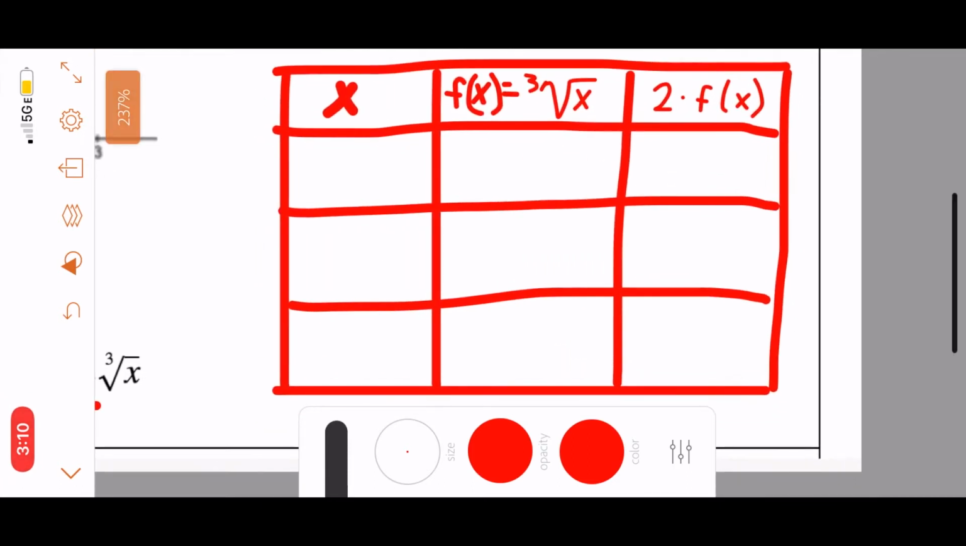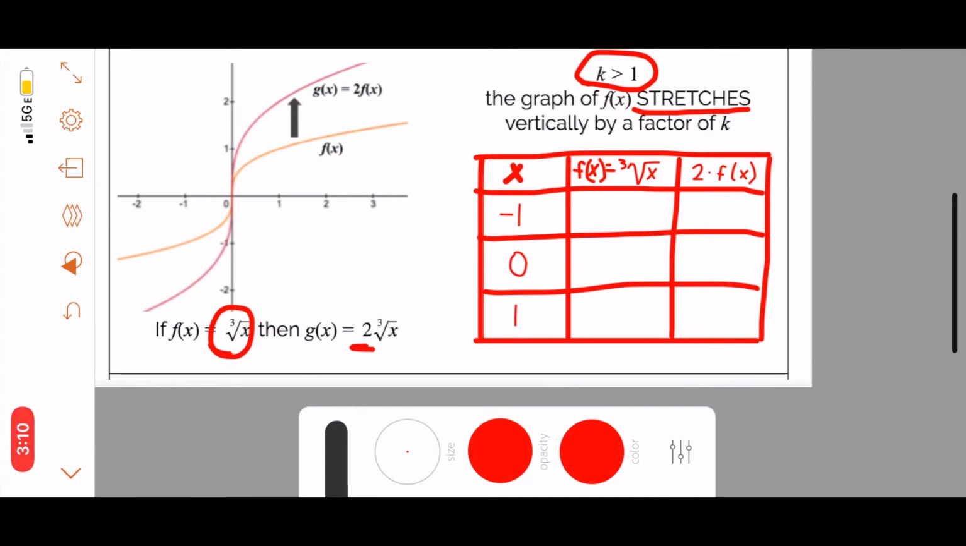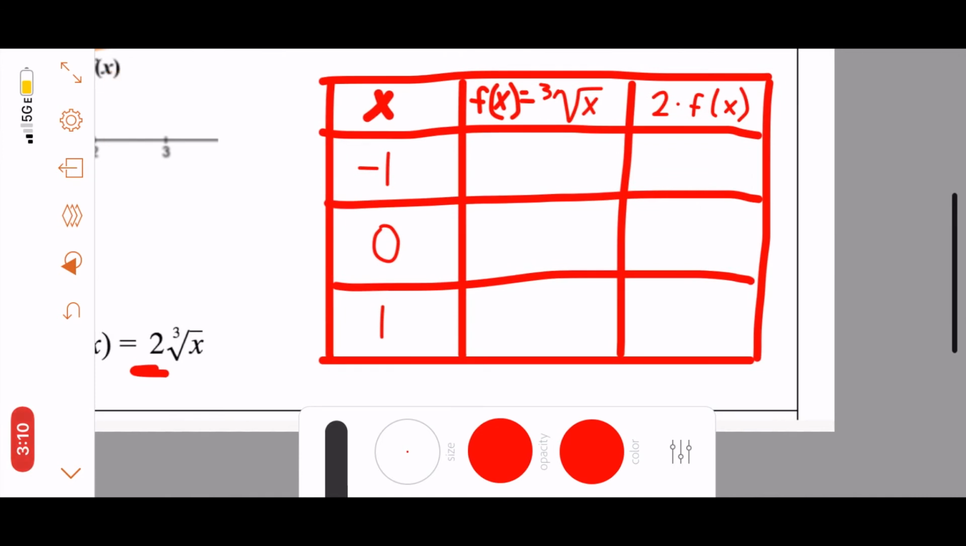And then I'm going to choose 3 x values, or input values, that I can see on my graph, and also that I know the answer to, so I don't have to use a calculator. So I'm choosing -1, 0, and 1, because I can easily solve for the cube root of these values. I know the cube root of -1 is -1, cube root of 0 is 0, and the cube root of 1 is 1. And then over in the far column I have my stretch, so I just multiplied 2 times f of x, -1 times 2 is -2, and so on.